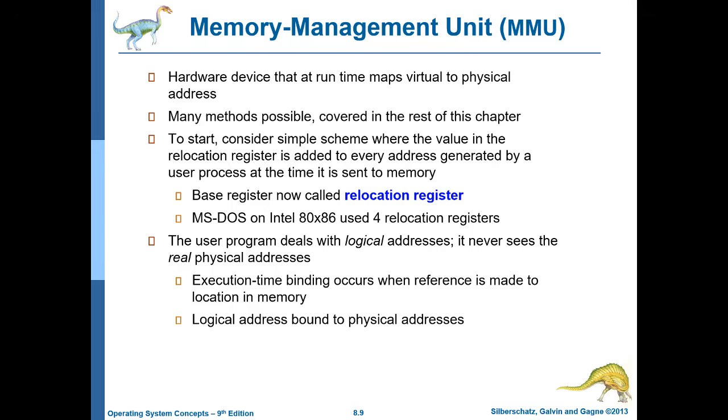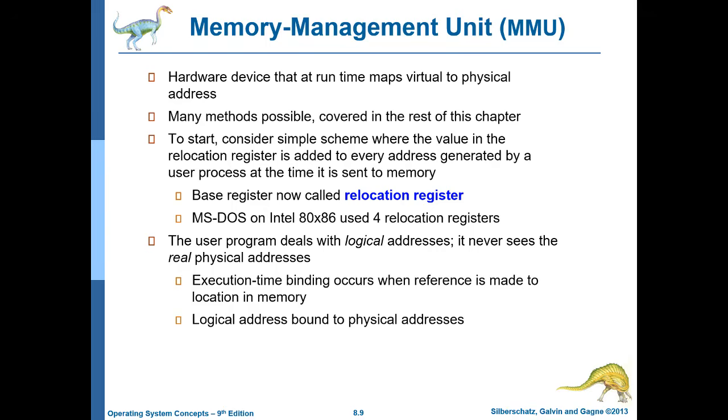Now this is known as the relocation address. We don't call it a base register now, we call it the relocation register, because it will give us the addresses according to the position of the process in memory. So if we consider the MS-DOS operating system, then it would use 4 relocation addresses. Modern operating systems use a different number of relocation registers.